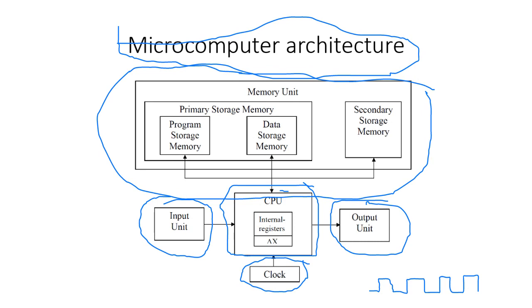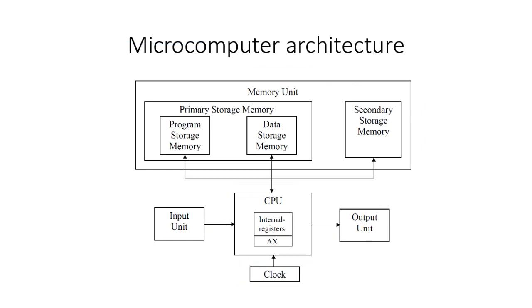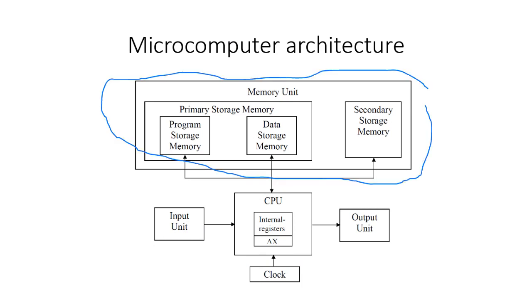All right, so what about the memory unit? You can see the memory unit. Inside the memory unit, we can divide it into two categories mainly: primary storage memory and secondary storage memory. Primary storage memory can also be divided into two groups: program storage memory and data storage memory. And there is secondary storage memory.